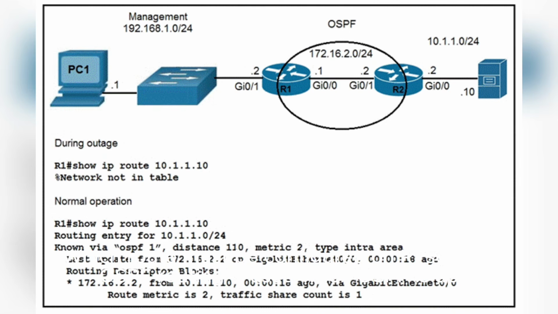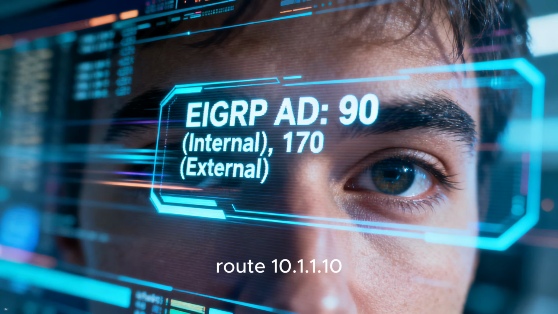Refer to the exhibit. Which route must be configured on R1 so that OSPF routing is used when OSPF is up, but the server is still reachable when OSPF goes down? Route 10.1.10.0 255.255.255.0 Gi0/1 125.